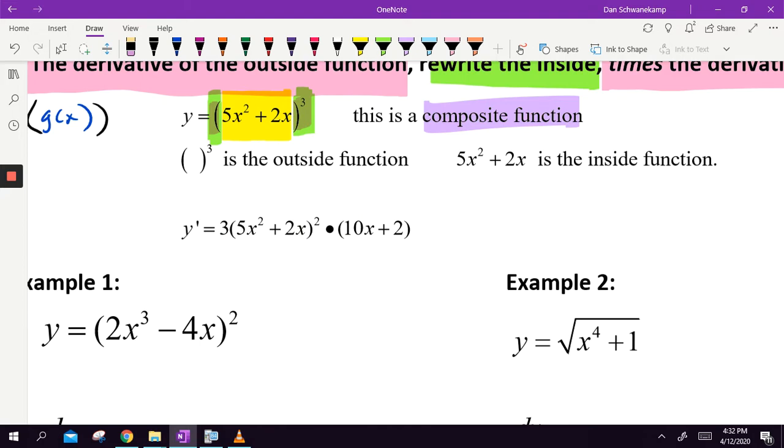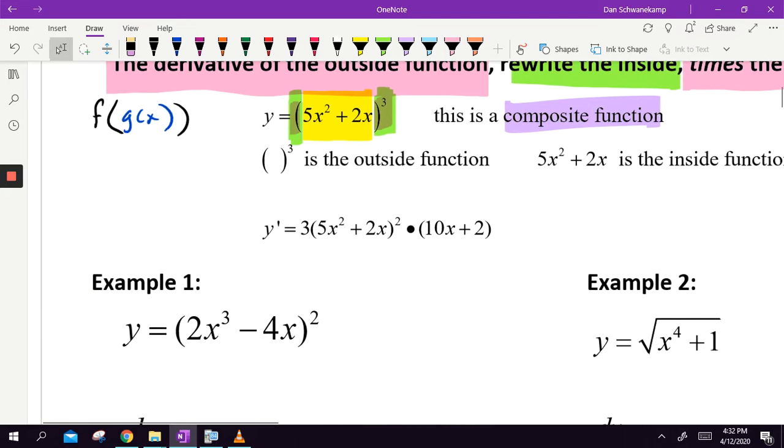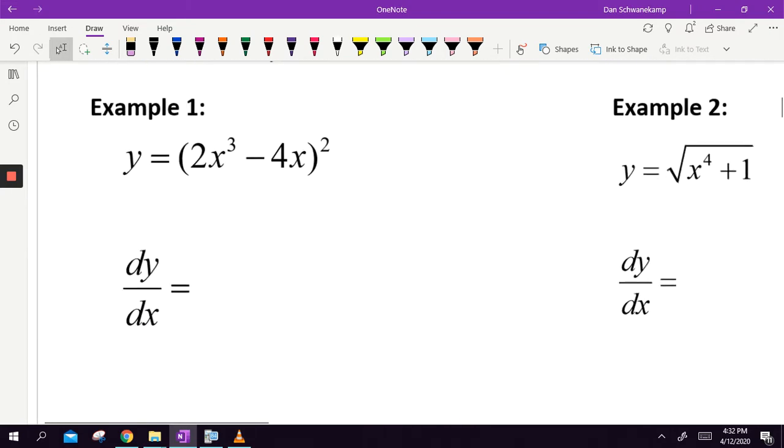I'm going to say lots of goofy things in this lesson because they help me remember, but just hang on for me. All right, so let's look at example number 1. We can tell it's a composite function. The thing pointing that out the most is the fact that there are parentheses. There's important stuff inside the parentheses here. So we've got the outside function, which is the square, and the inside function, which is 2x cubed minus 4x.